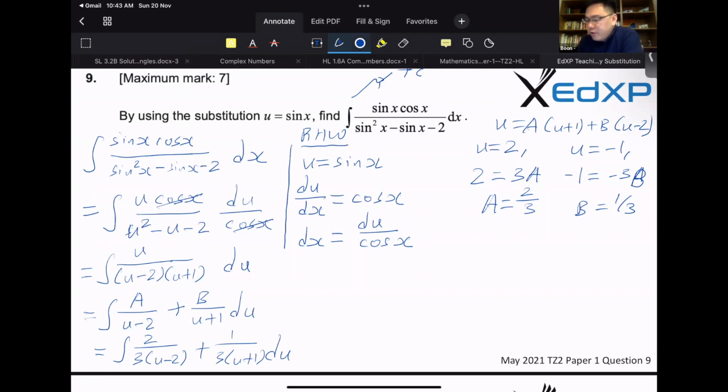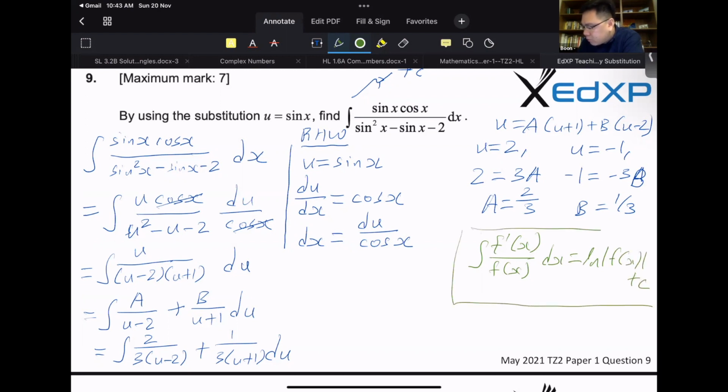And you should recognize that this is actually the integral that is also in the formula sheet. If we're integrating a fraction where the numerator is the derivative of the denominator, it is a ln function, ln mod f(x) plus c. So this is an important formula to take note of. We should recognize that both are going to integrate to ln functions.